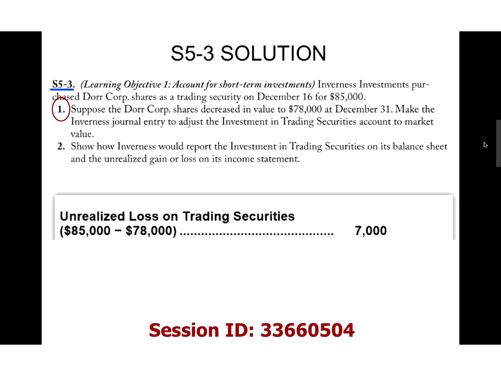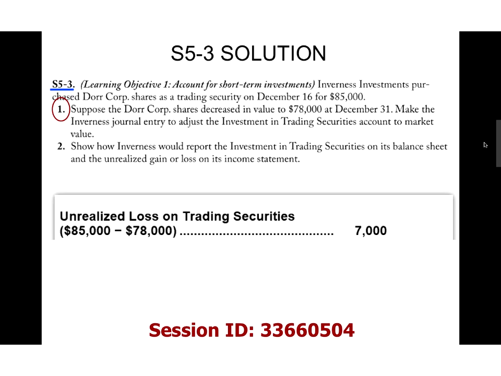So what we're going to see here is they want us to do the journal entry to adjust the securities account to market value. First thing, we're going to debit this account called unrealized loss. The 85 minus the 78 is not part of the journal entry. We're debiting unrealized loss on trading securities. The 85 minus the 78 is just showing you how I got the $7,000. We had a $7,000 unrealized loss.